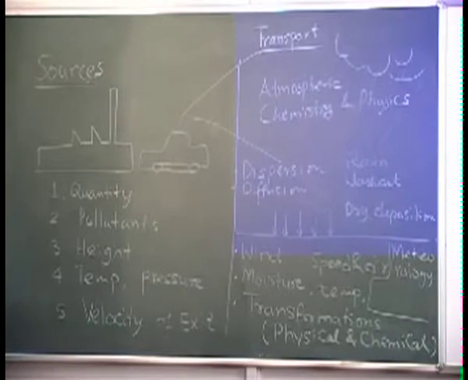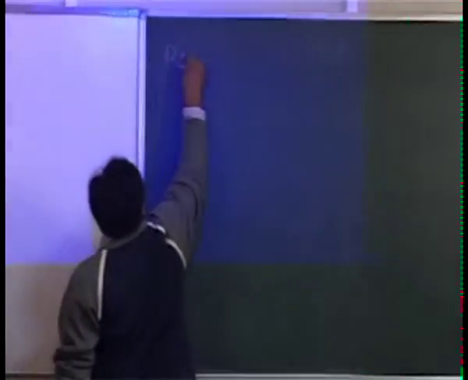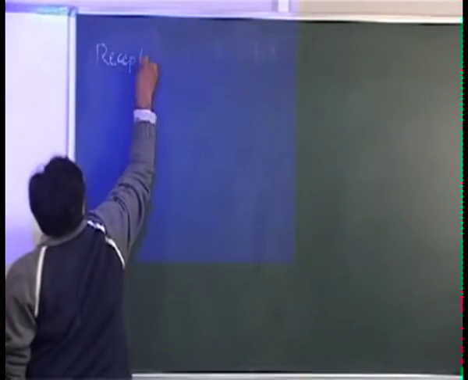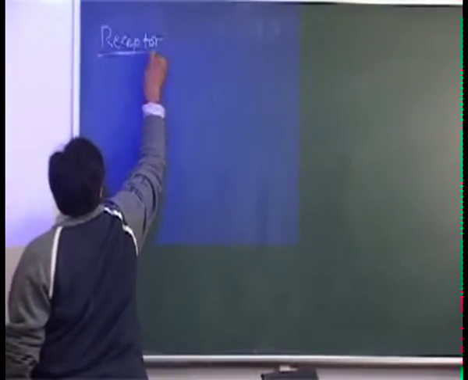Okay. But then finally where do we go? To the, you remember what I said? S, T, R. R was receptor. So let's talk about the receptor, because we are still in a way defining the course. Receptor. Okay.